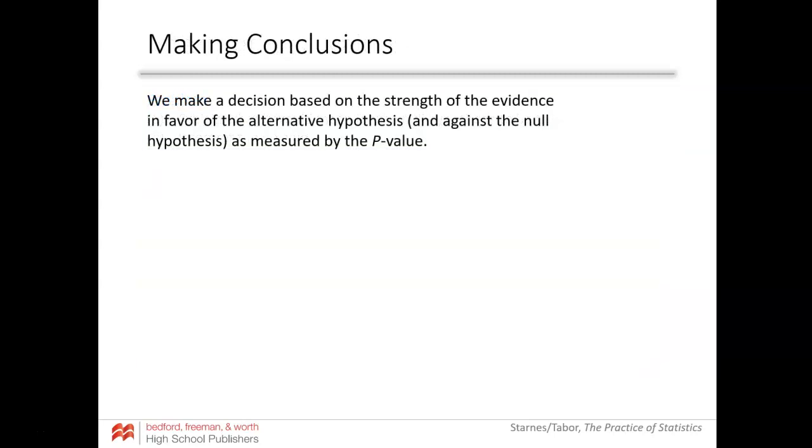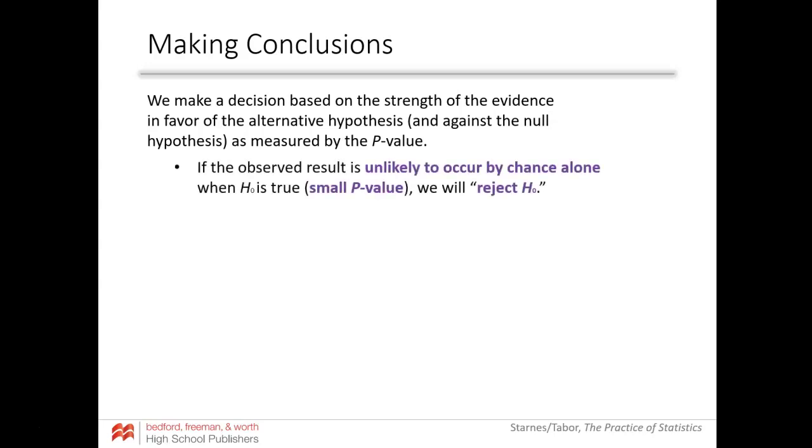We're going to move on for a moment. We make a decision based on the strength of the evidence in favor of the alternative hypothesis and against the null hypothesis, as measured by the p-value. So here we go. If the observed result is unlikely to occur by chance alone when the null hypothesis is true, we will reject the null hypothesis. So the fabulous Mr.